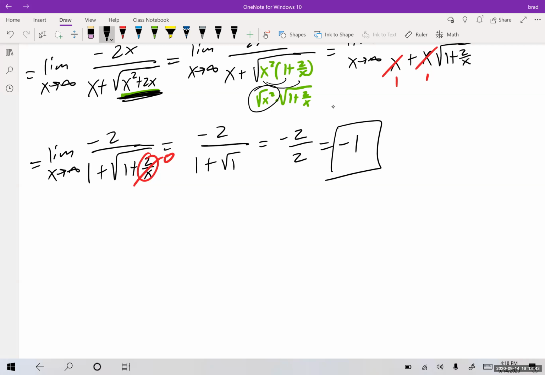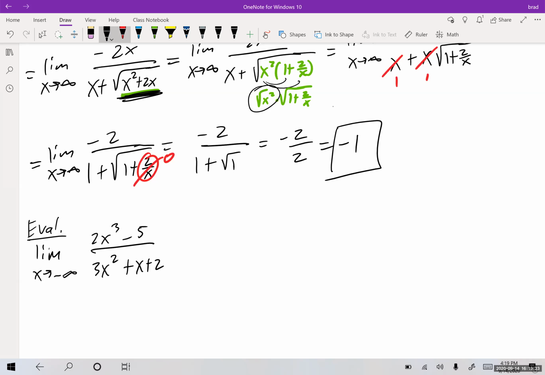What if I asked you guys to try this one? Evaluate the limit as x approaches negative infinity of 2x cubed minus 5 all over 3x squared plus x plus 2.